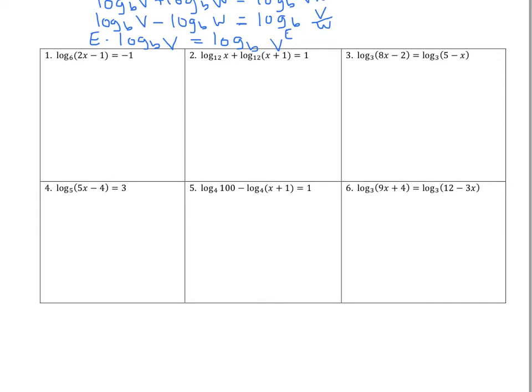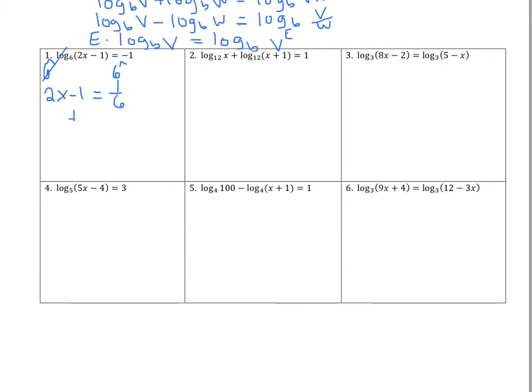In the first, I have log base 6 of 2x minus 1 equals negative 1. Normally, I don't know what to do with that. But what we do know is that if we have 6 raised to log base 6, that cancels out. So just like you would square root both sides, I'm going to do what they call exponentiation. So 6 raised to the log base 6, and whatever I do to one side, I have to do to the other side of the equal sign. So 6 raised to the log 6 goes away, and I end up with 2x minus 1 equals 6 raised to the negative 1 power, which is 1 over 6, because negative 1 flips it over.